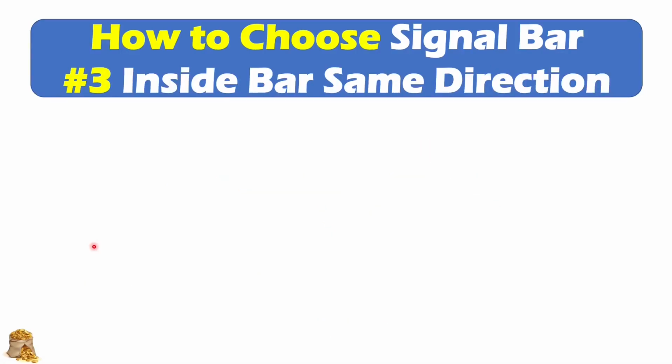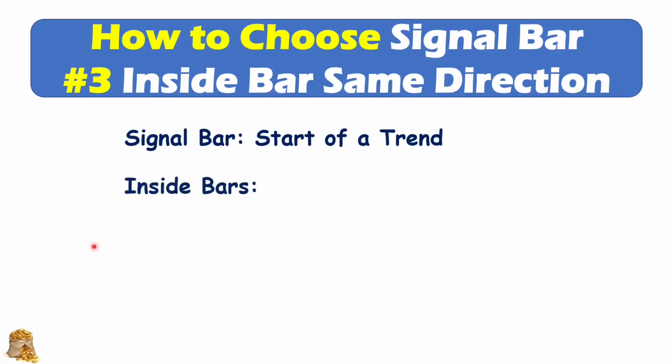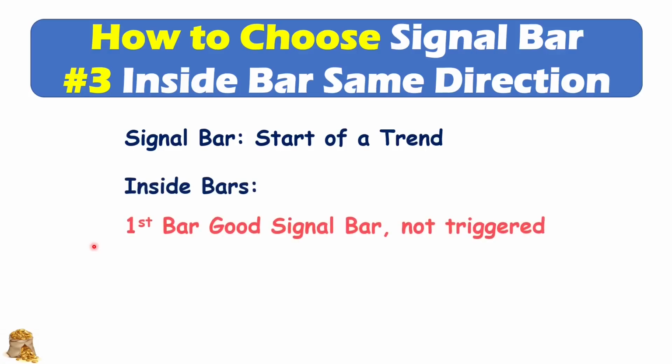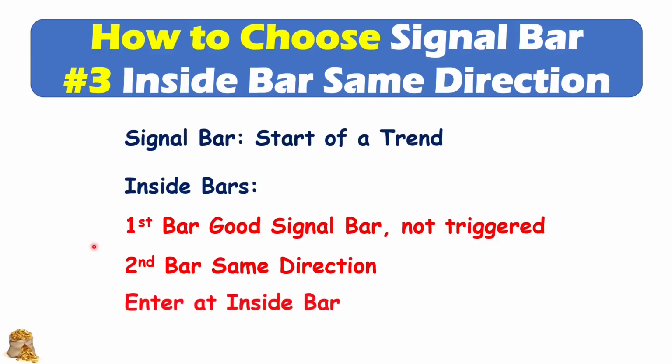The third type of signal bar is the inside bar with the same direction. Because an inside bar with the same direction most of the time will show the start of the trend. For inside bars, basically the first bar is already a very good signal bar, but it is not triggered. And then the second bar should be an inside bar, but with the same direction. If that is the case, you want to enter with the inside bar rather than the first bar, because you're going to have more profit.